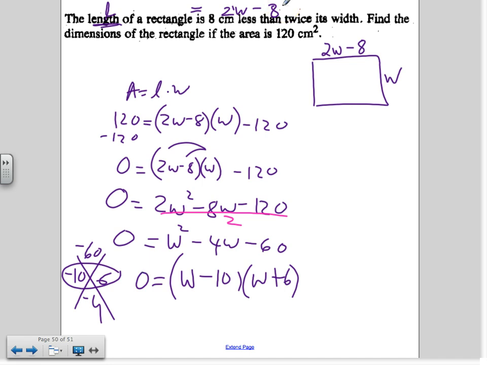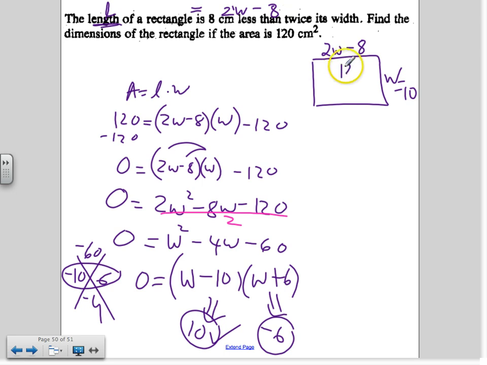Okay, so what is my first answer here if I solve for W? 10. And the second answer? Negative 6. Which one is acceptable as a width? 10. So we choose the 10 only and not the negative 6 because we cannot have a negative width, right? If my width is 10, what is my length? Did you plug it in and test it? If my width is 10, what is my length?